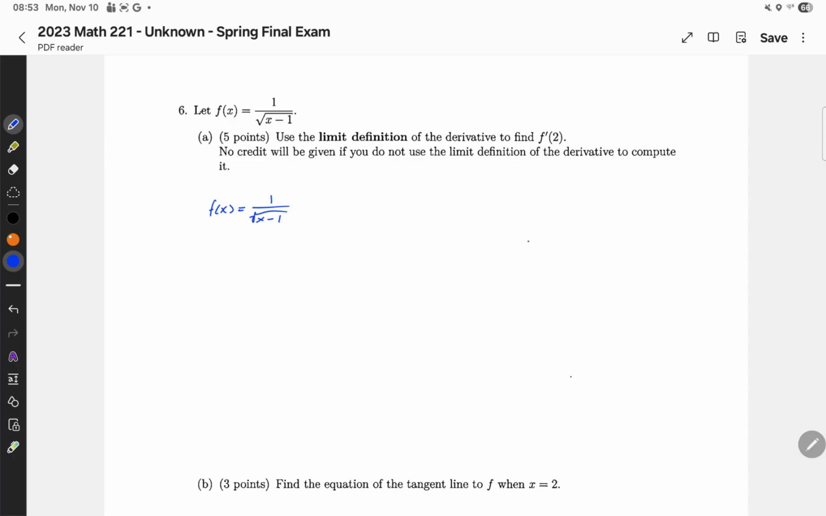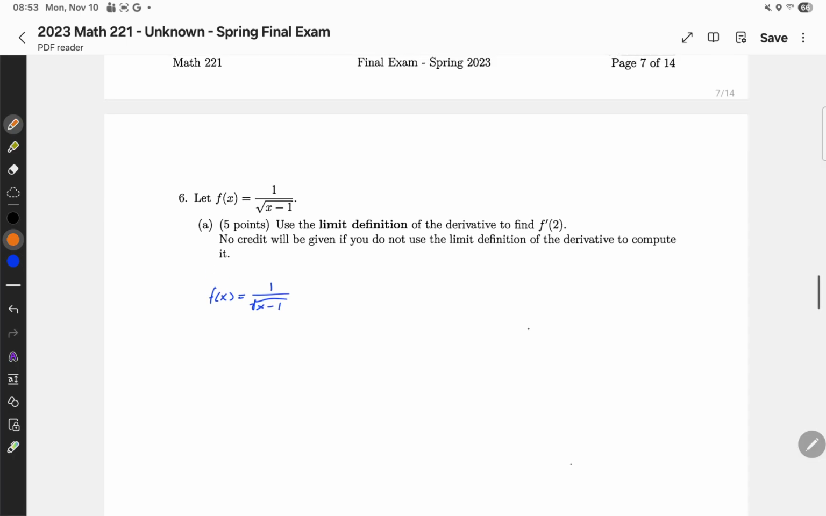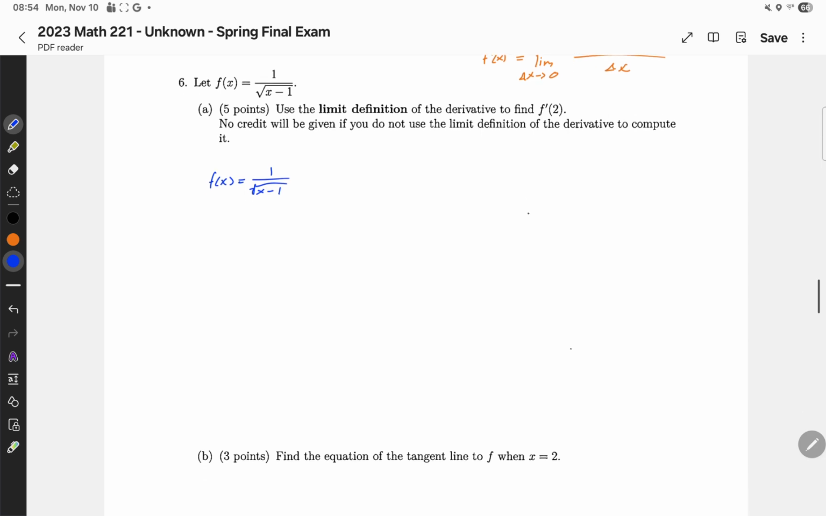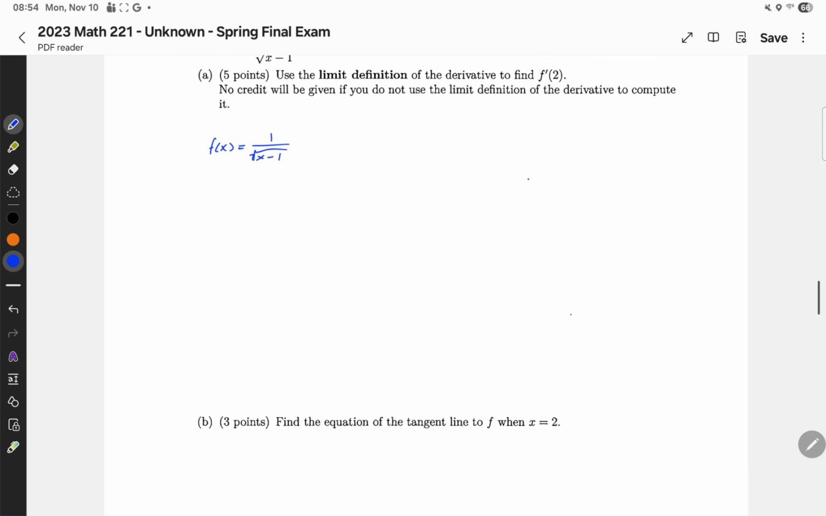All right, and just remember, I'll write it up here. The limit definition of the derivative is just that: f prime of x is equal to the limit as delta x, or sometimes you'll see this as h, approaches 0 of f of x plus delta x minus f of x over delta x. And yeah, this is the limit definition. So what we're going to want to do is start cranking out some calculations.